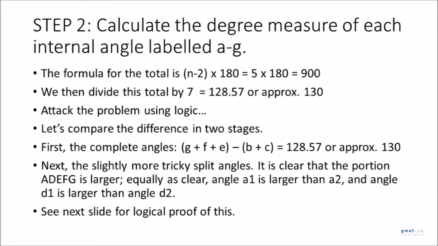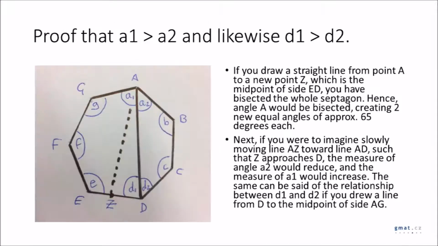If you think about it logically, as I've said before, we're going to have a difference which is larger than 130. So again, D's gone in my opinion straight away. Now the key thing here is that the tricky split is to see that A1 is larger than A2 and D1 is larger than D2. And I'm going to prove that to you now so we can finalize this question.